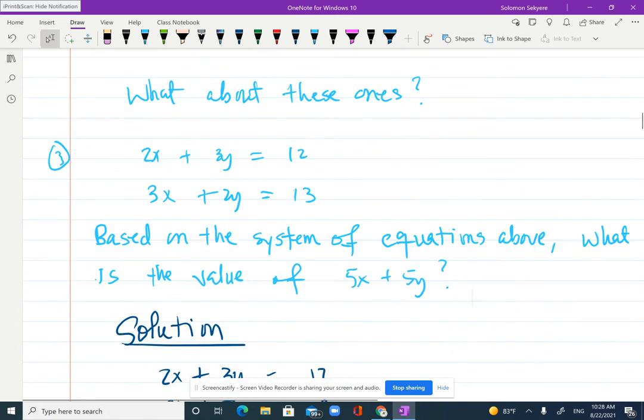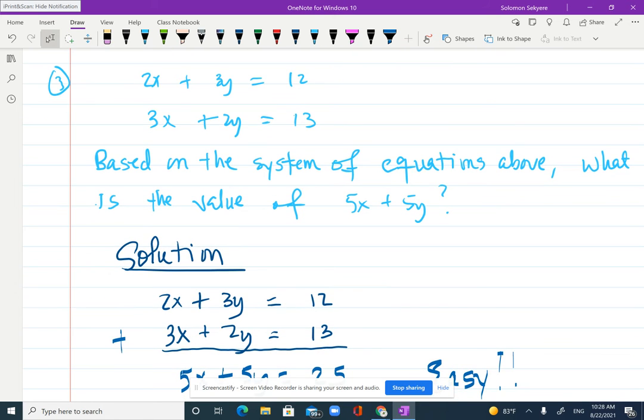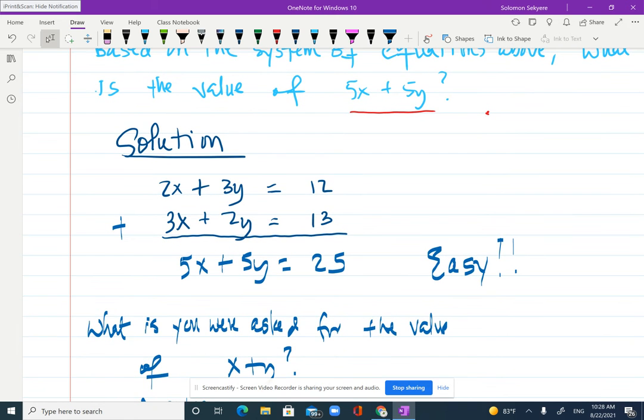Now what about this question here? You've been given a system of equations and asked to find what 5x plus 5y is. Be careful not to find x, come back and find y, then find 5 times x and 5 times y, and come back and add them. That's just too many steps. This is not what the question is about. Look at it. How can you get 5x plus 5y from this?